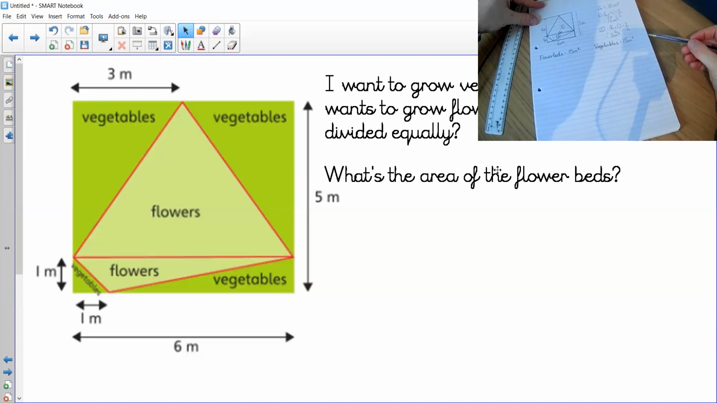So has the garden been divided equally? Yes, because both myself and Mrs. O'Riordan have got the same amount of space to grow whatever we want to grow.